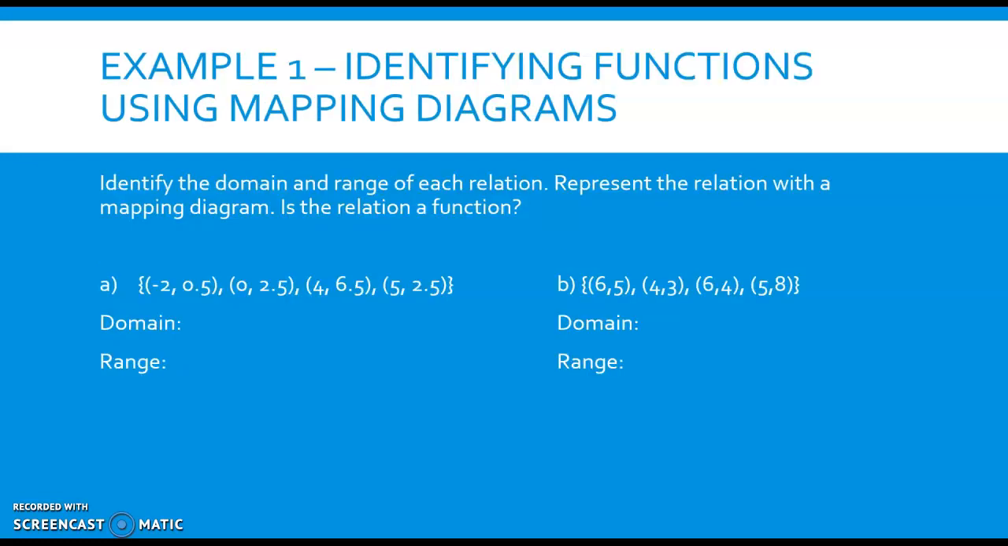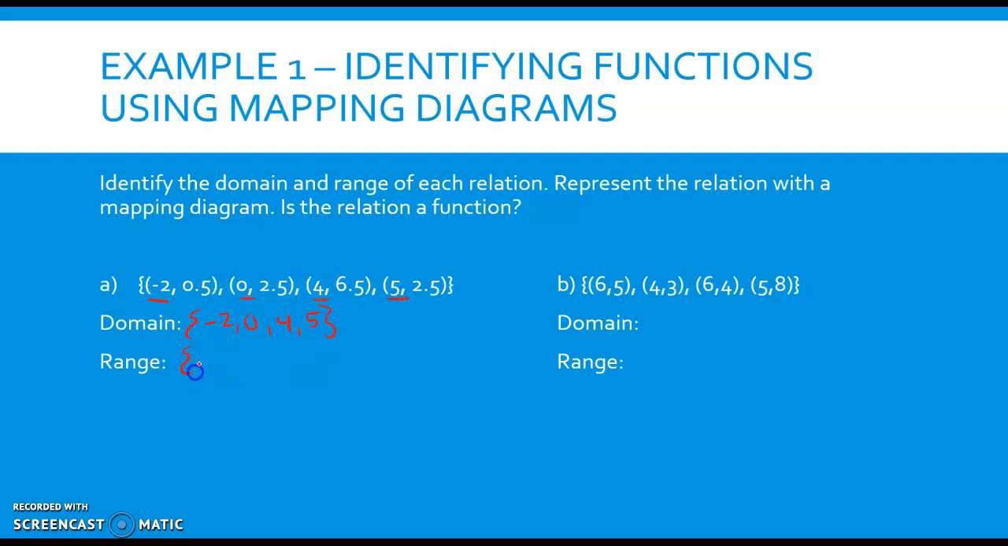So, all right, example 1, identifying functions using mapping diagrams. So we're going to identify the domain and range of each relation, represent the relation with a mapping diagram, and then we're going to answer the question, is it a function? So starting off with the domain. The domain are our input values. That's our x values. So that's going to be the -2, the 0, the 4, and the 5. Those are our domains, -2, 0, 4, 5.